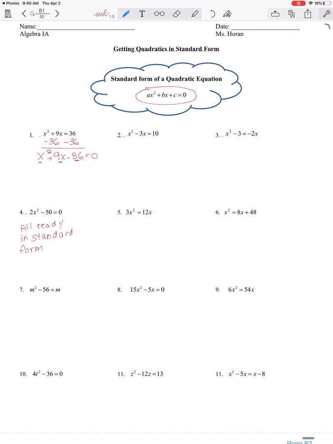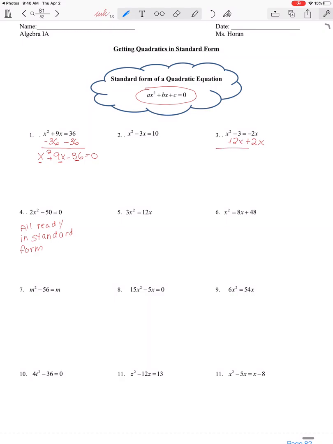So let's take a look at number, let's see, what's a good one? Let's look at number 3. So for number 3, I have x squared minus 3 equals negative 2x. So I really have to move that 2x over because I need it to be equal to 0. Remember, we're moving everything to the same side as that x squared. So since it's a negative 2x, I'm going to add 2x on both sides.